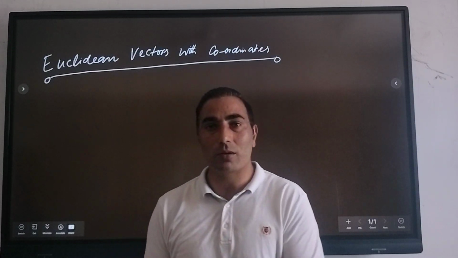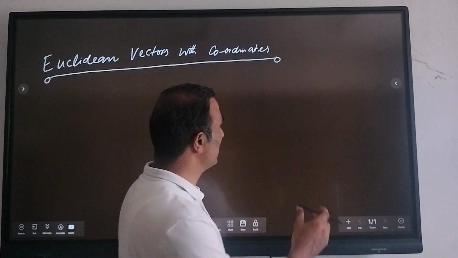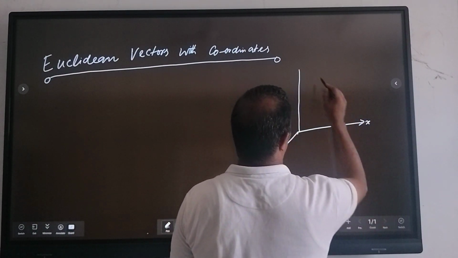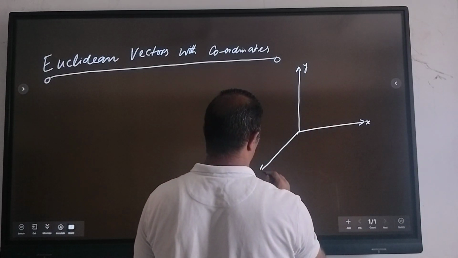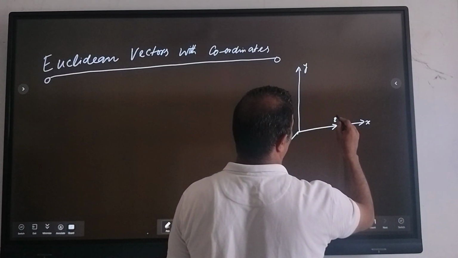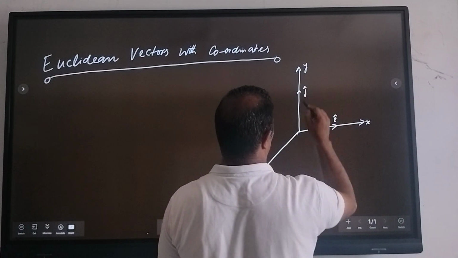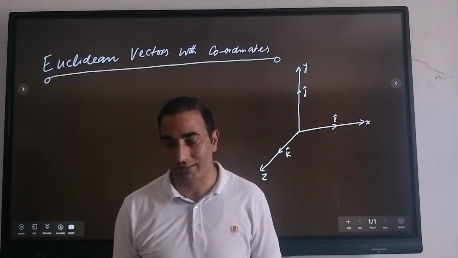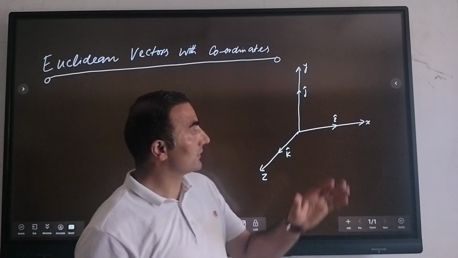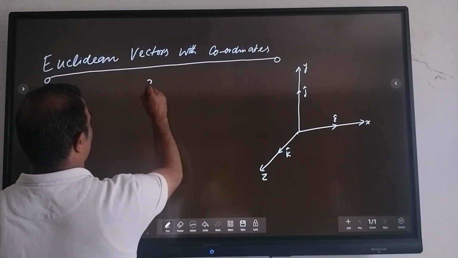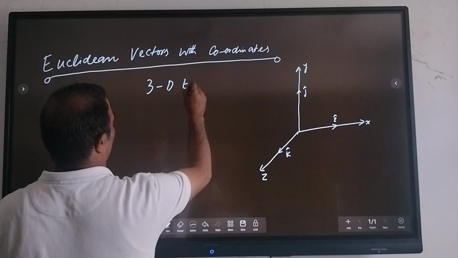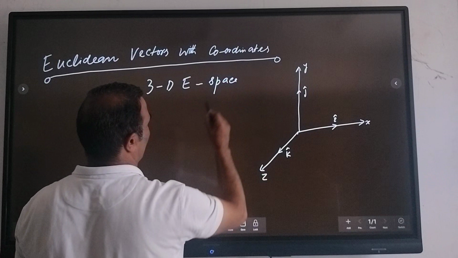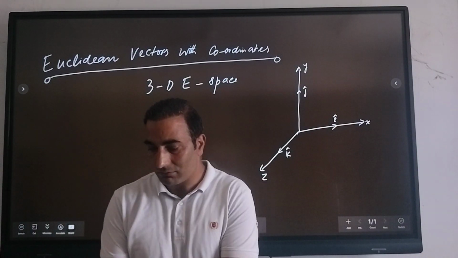So if we talk about a three-dimensional Euclidean space, where i, j, and k are the unit vectors along the x, y, and z directions, this is our 3D Euclidean space, right? Okay, and we can define that.